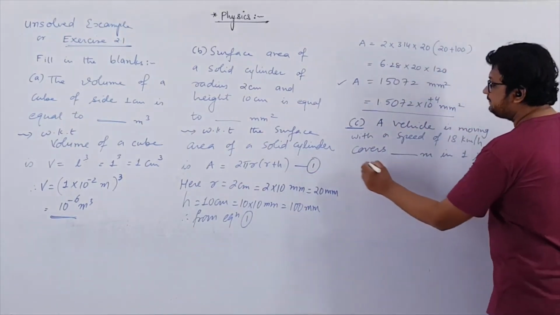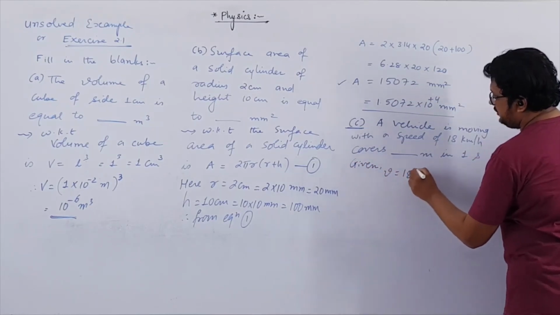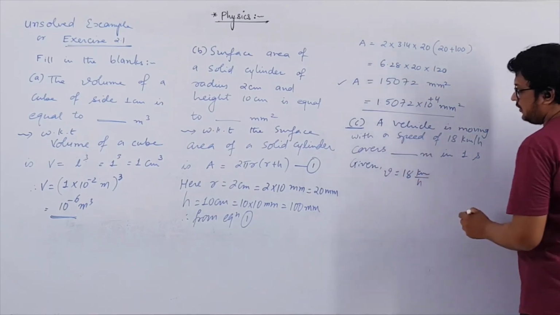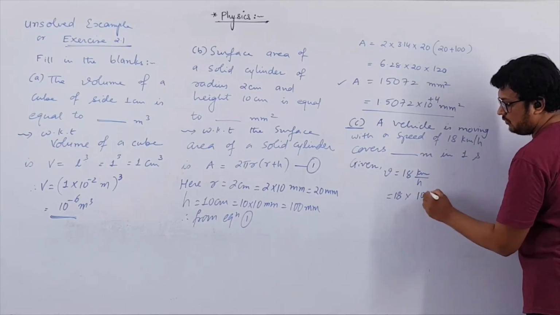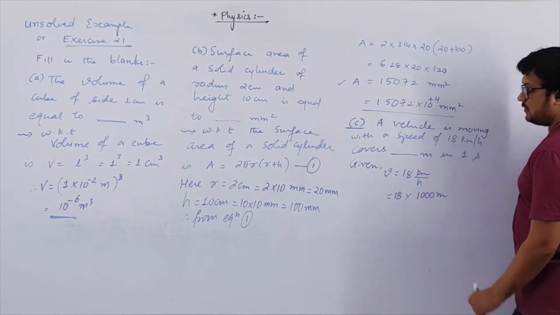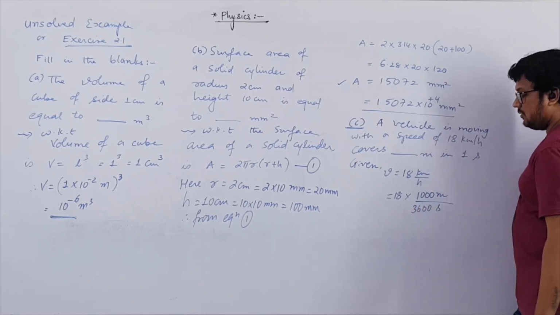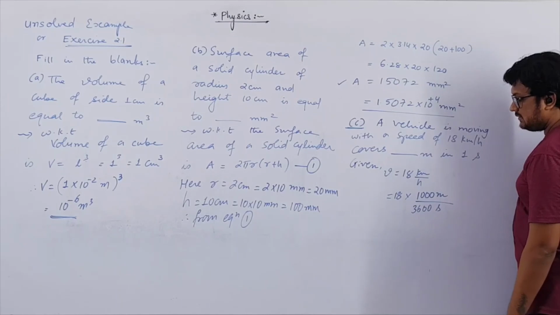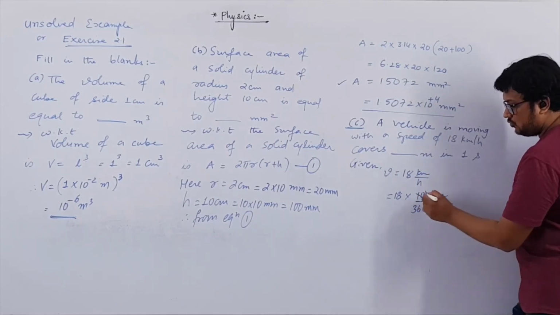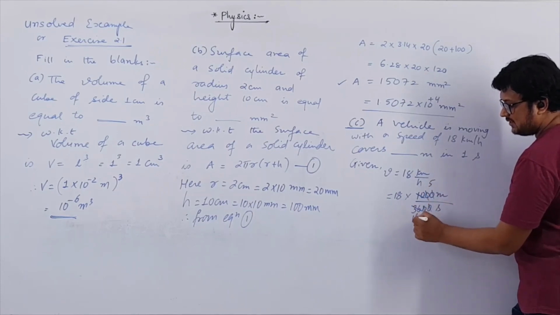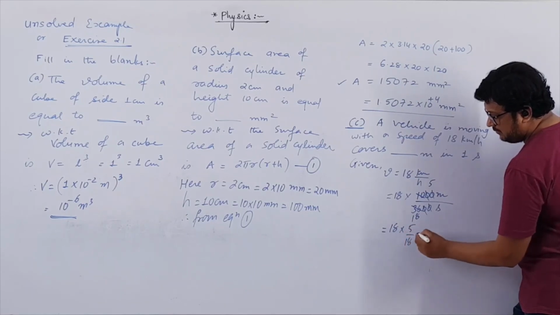So here given is speed of vehicle 18 km per hour. Now 1 kilometer means 1000 meters, so you can write 1000 meter. Remember, 1 kilometer is 1000 meter, and 1 hour is 3600 second. So you can see 00 will get cancelled. 2 5s are 10, 2 18s are 36. So this will be equal to 18 into 5 by 18 meter per second.